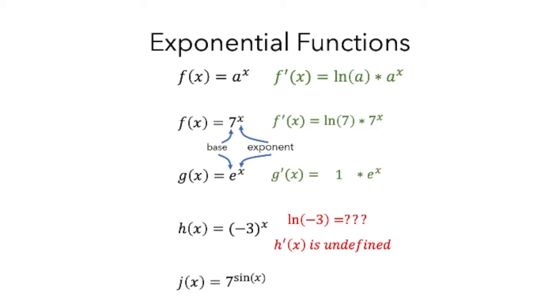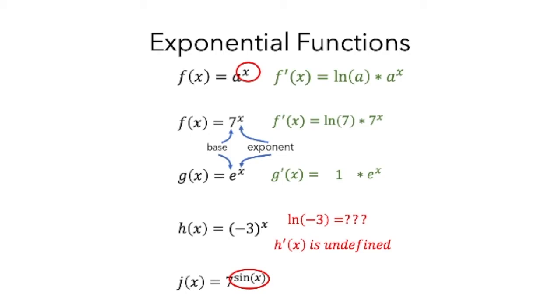If you look at j of x, the base is a positive number. However, the exponent is sine of x. And our rule only applies when the exponent is the variable x, not another function. So it does not work here.